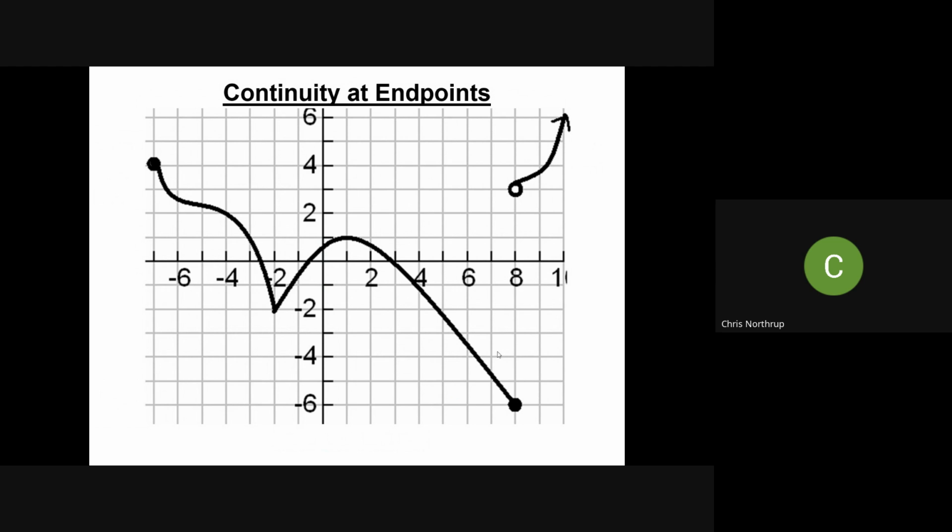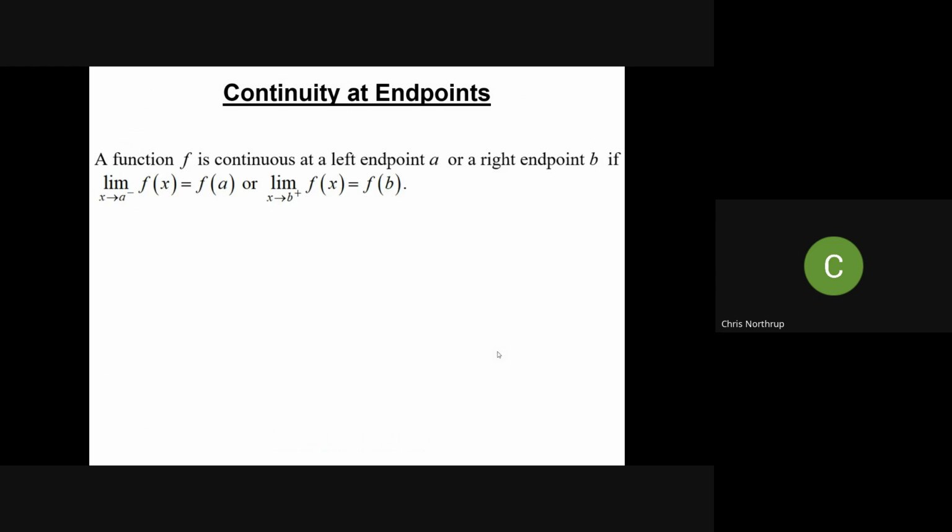So at endpoints, if my function stops somewhere, if the endpoint is filled in, quote unquote, then usually I'm going to have continuity. So one way to state that would be if my one-sided limit exists and equals the function value at that endpoint, I do have endpoint continuity. So let's say that I'm looking on the interval from A to B. So I have a left endpoint of A.